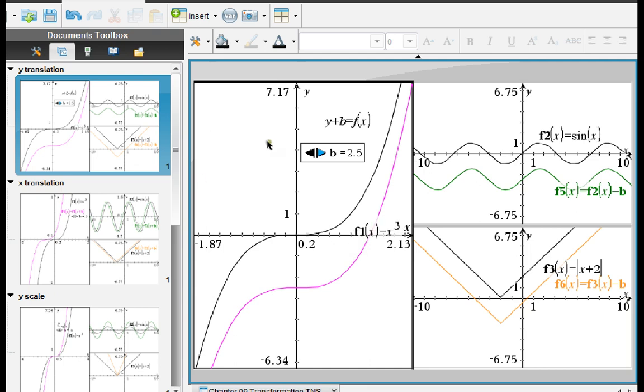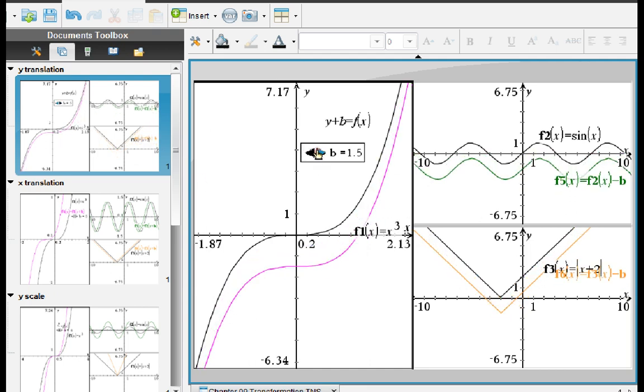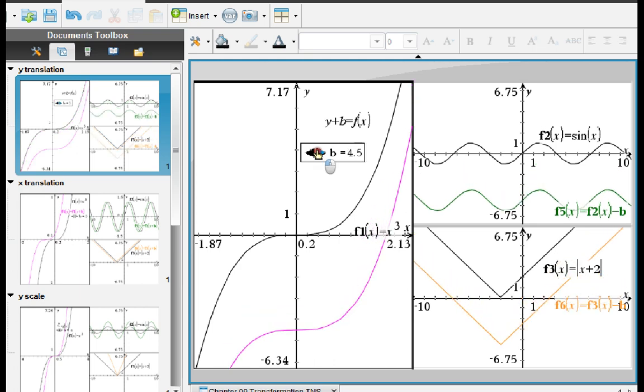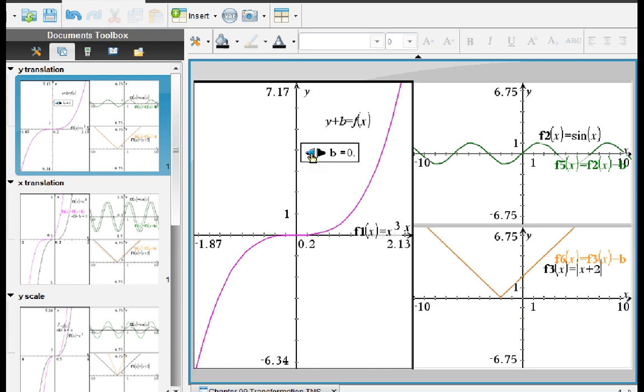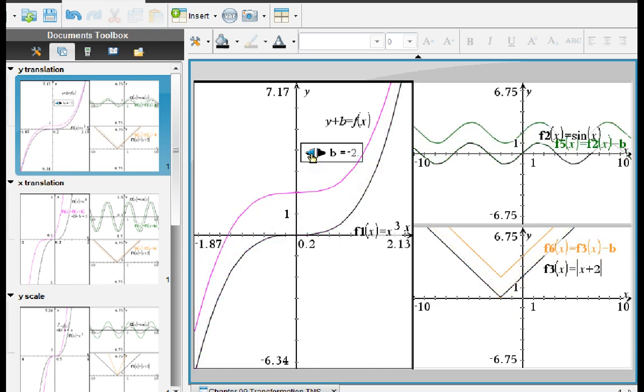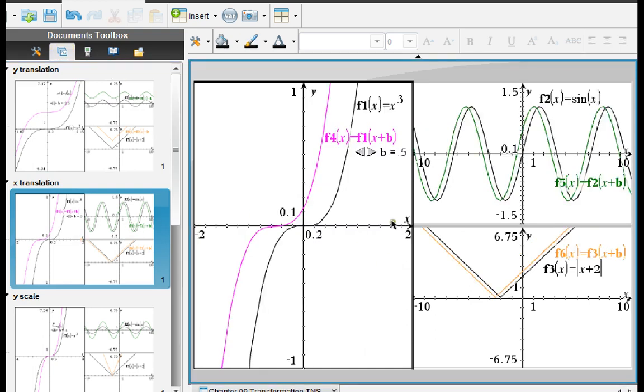So I can vary the value of b. And you look at all the three graphs, they are actually translating downwards. What if b is negative? What do you expect? Upwards, of course. Now let's take a look at the same three graphs.